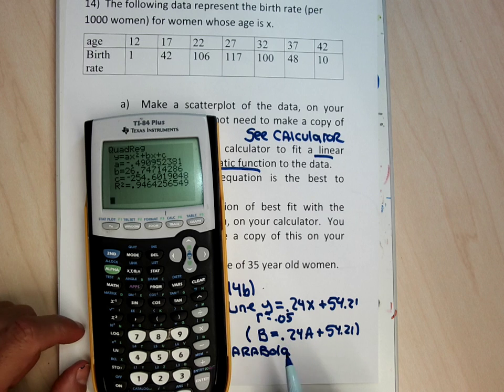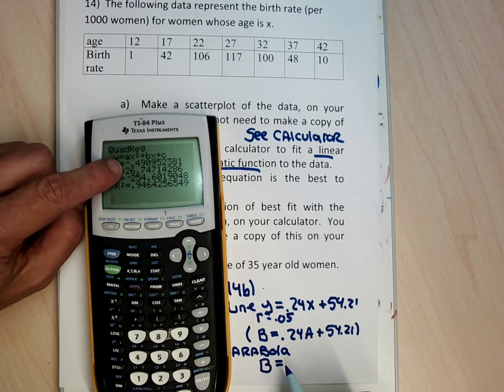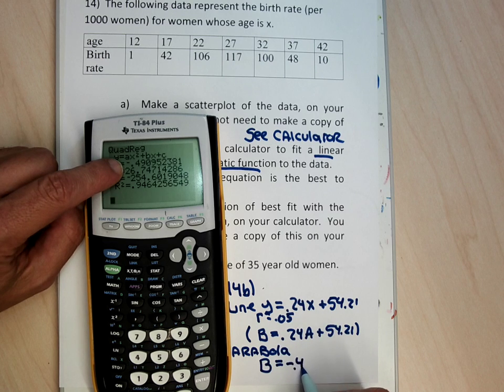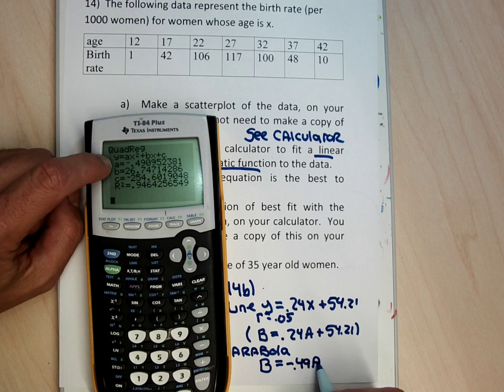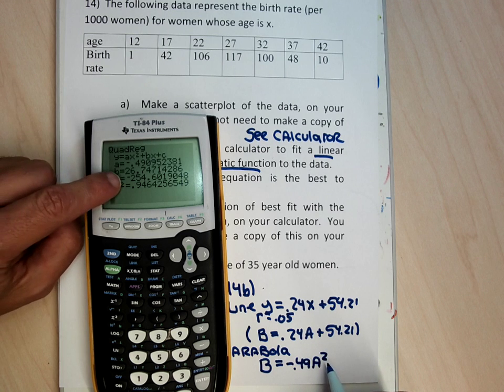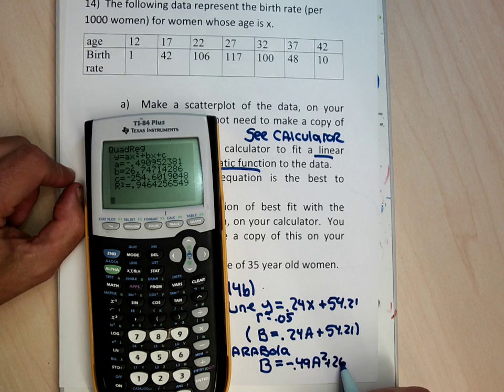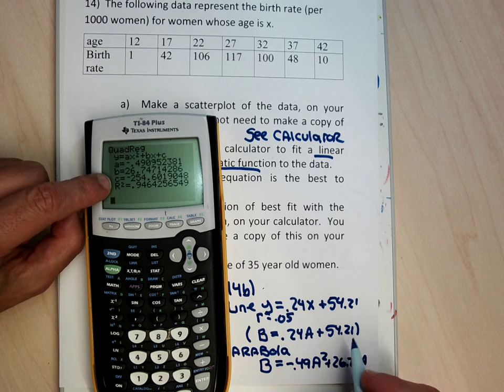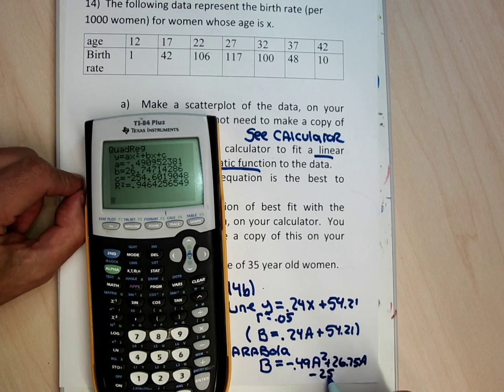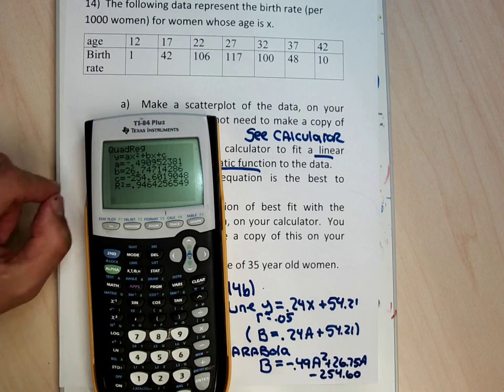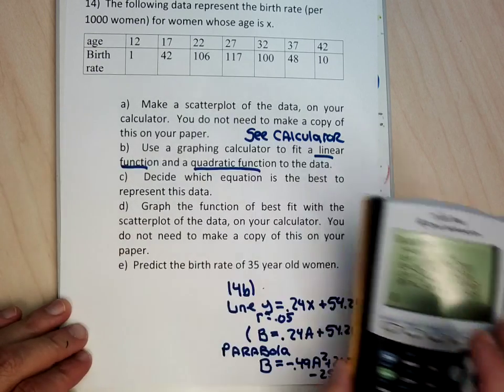It's going to give me the equation. I'm going to round to 2 decimals, and I'm going to use my letters a and b. So instead of y, I'm going to put b equals negative 0.49 times a squared, with a for age instead of x, plus 26.75a, and then the c is minus 245.60. So that's the answer for part B.